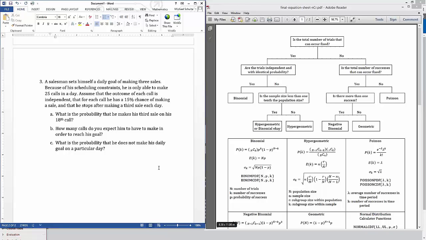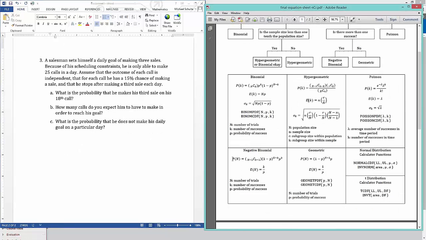Let's see, so it looks like Rohan has said negative binomial, and I would agree with that. And the reason for that is as long as we steer clear of 25 calls, which we haven't said anything about in the first question, the number of trials isn't fixed, right? He could make his 3 sales in the first 3 calls, or it could take him 8 or 20, or he's going to stop at 25. But because the number of trials is not fixed, we go over to the right, and then we say, is there more than 1 success? Well, yeah, he wants 3 successes. So because it's more than 1, we say negative binomial. So what's the probability he does that on his 18th call? Under negative binomial in the formula sheet here, we can calculate that probability.